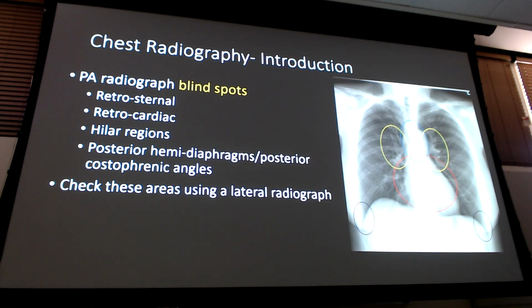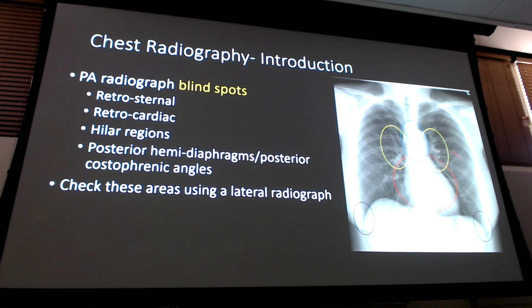Okay. The areas circled here are the areas that are the blind spots on the PA x-ray. I can't see behind the sternum because the sternum's there and it's bone and it's taking up all my radiation. What's going on behind the sternum? I don't know. I can't make it out. I can't see behind the heart because the heart's sitting right here and it's taking up all my radiation. So on a frontal view or PA view, I can't see anything behind the heart. I have no idea what's going on.